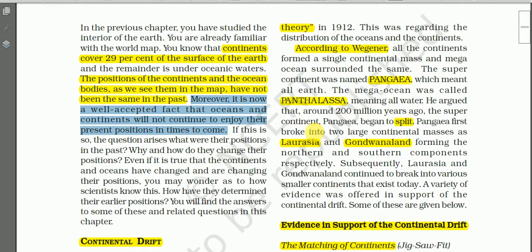So if this is so, the question arises, what were their positions in the past? What were the positions of the continents in the past? Why and how do they change their positions? Even if it is true that the continents and oceans have changed and are changing their positions, you may be wondering as to how the scientists know about this. And so you'll find the answers to some of these questions in this chapter.